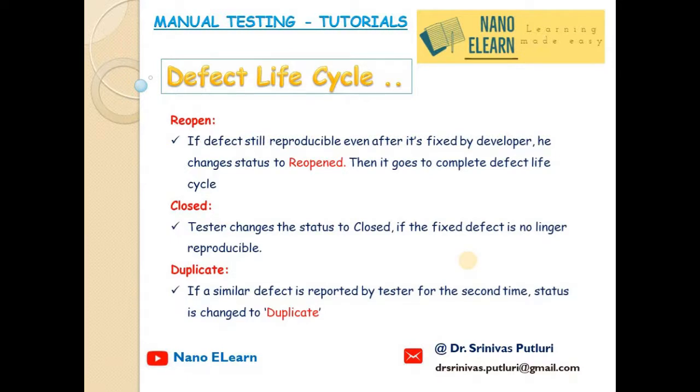Reopen. If a defect is still reproducible even after it is fixed by the developer, he then changes the status to reopened. Then it goes to the complete life cycle. Closed. Tester changes the status to closed if the fixed defect is no longer reproducible. Duplicate. If a similar defect is reported by the tester for the second time, the status is changed to duplicate.